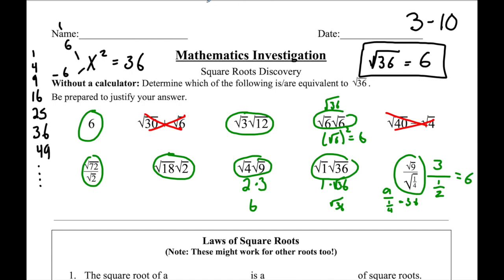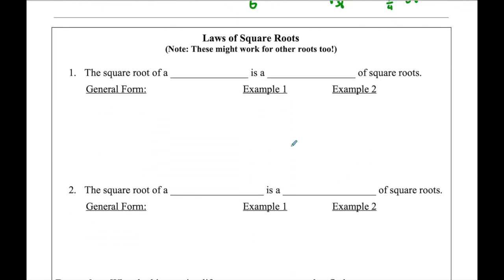Okay, and by the way, if you don't believe me, well, I think we might have talked about how 12 is 2 times the square root of 3. And if I take the square root of 3 times the square root of 3, it becomes 2 times 3, or 6. Okay? So what we notice, and if we take a look here, 12 times 3, that's 36. 18 times 2, that's 36. Observe that 72 divided by 2, that's also 36. 9 times 4 is 36, and 1 times 36 is 36. Okay? And so what we have here is the laws of square roots.